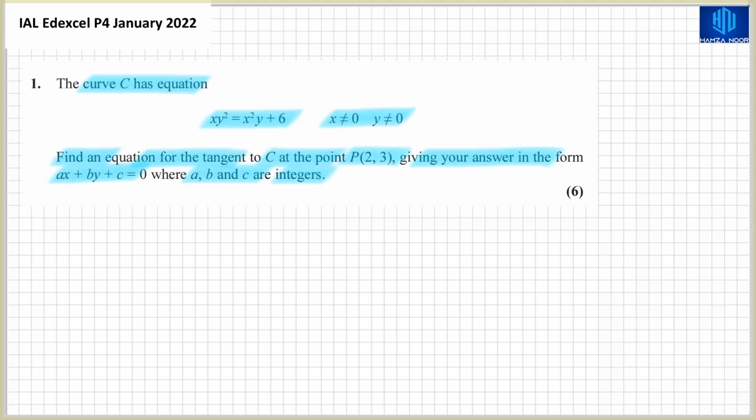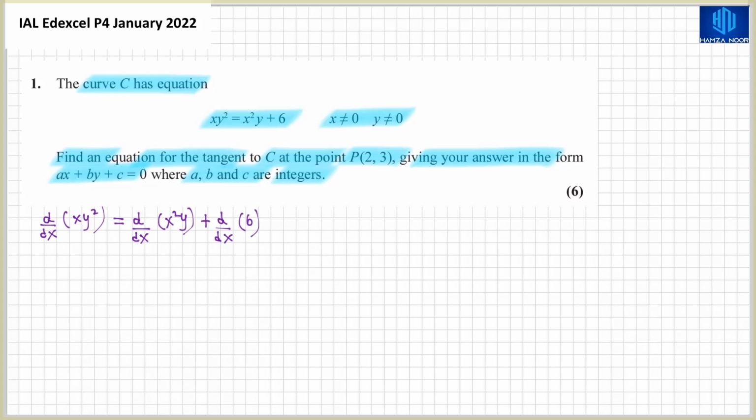So here we have an implicit function which has a combination of x and y variables. We are going to differentiate each and every term with respect to x, and first we are going to find the dy/dx function. First of all, we are going to differentiate xy² with respect to x, and this will be equal to the derivative of x²y with respect to x plus the derivative of 6 with respect to x. Each and every term will be differentiated with respect to x.